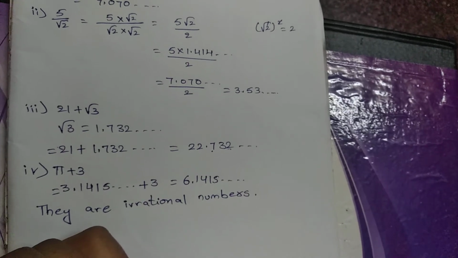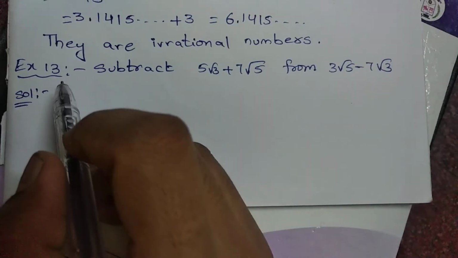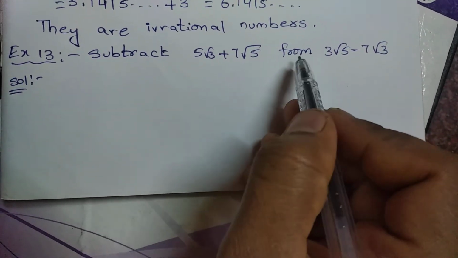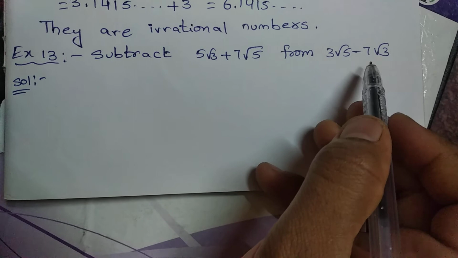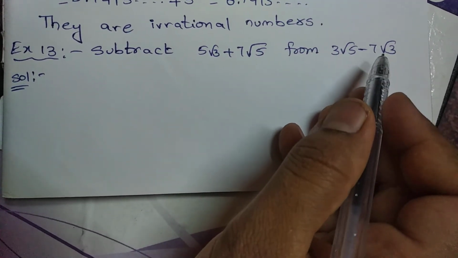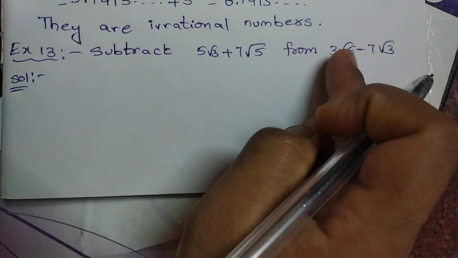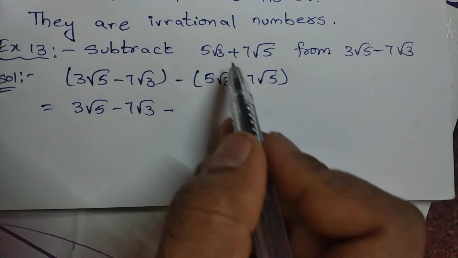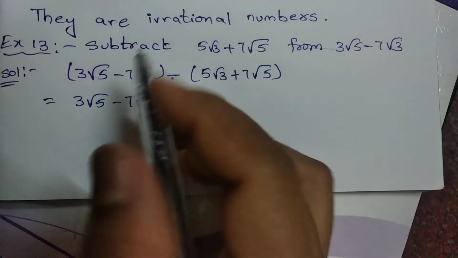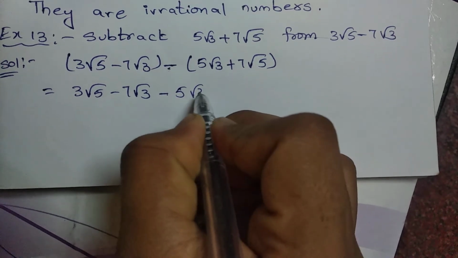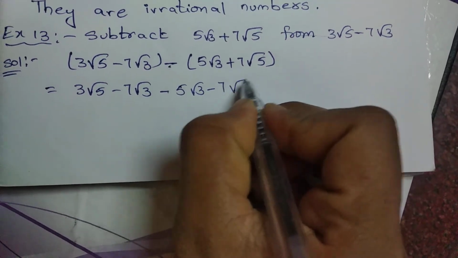Okay, now let us go to example 13. Subtract 5 root 3 plus 7 root 5 from 3 root 5 minus 7 root 3. We should subtract this expression from 3 root 5 minus 7 root 3. So first write this expression as it is, and afterwards subtract the other expression, so minus into plus gives minus 5 root 3 and minus 7 root 5.